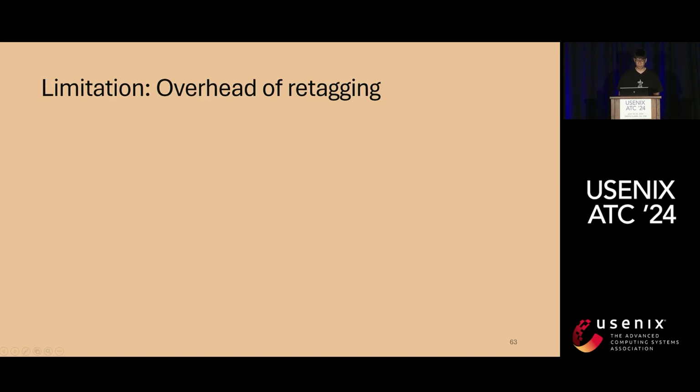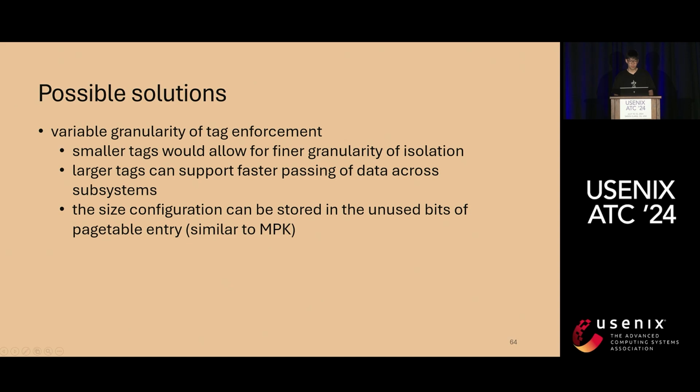Although faster than memory copying, MT still suffers from overhead of retagging. A possible solution could be variable granularity for the tags. Smaller tags will allow for finer granularity of the isolation, whereas larger tags can give us faster retagging time. Similar to MPK, the size configuration of the tag can be stored in the unused bits in the page table entry.